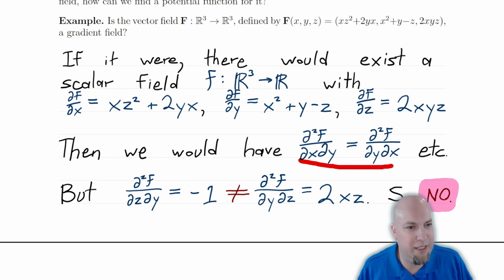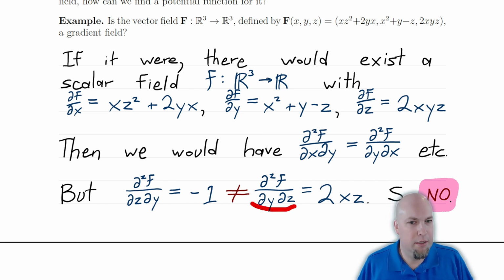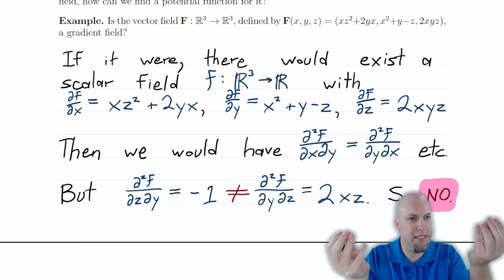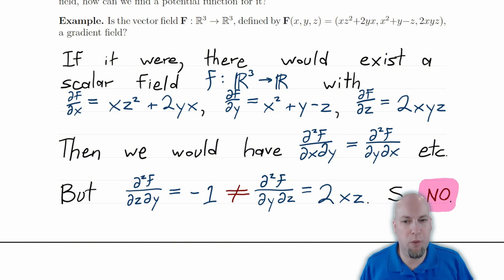For this particular vector field, we compare all pairs of variables that we can take derivatives with respect to. If we do the zy and yz pair, again, if the scalar field existed, those would have to equal each other. The mixed yz and mixed zy partial derivatives would have to be equal, but they don't. If I take this first y derivative and compute its z derivative, I just get -1. And if I take this z partial derivative and compute its y derivative, I get 2xz. That's not the same. 2xz is not equal to -1.